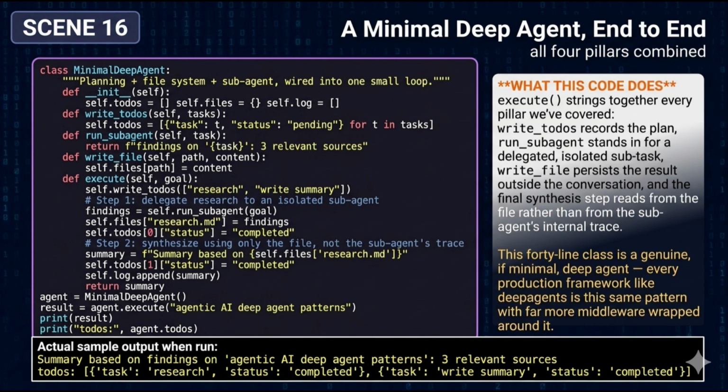Running this against the goal "agentic AI deep agent patterns" produces a synthesized summary built entirely from the file system stored findings, and printing the final todos list confirms both tasks correctly show completed status by the time execution finishes. This class is genuinely, if minimally, a working deep agent. Every pillar we've examined individually across this course is present and functioning together in fewer than 30 lines of Python. Production frameworks like deep agents are this identical underlying pattern, substantially expanded with far more middleware, error handling, and configuration options layered around this same essential core.